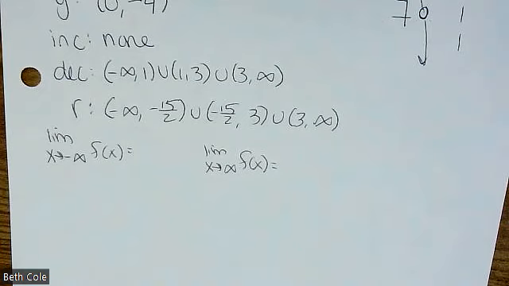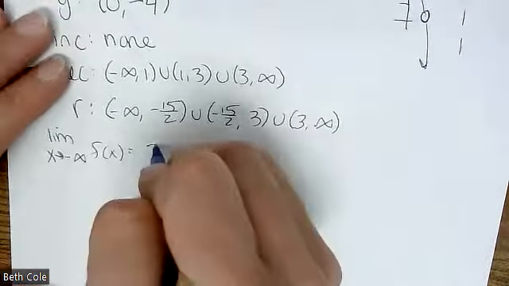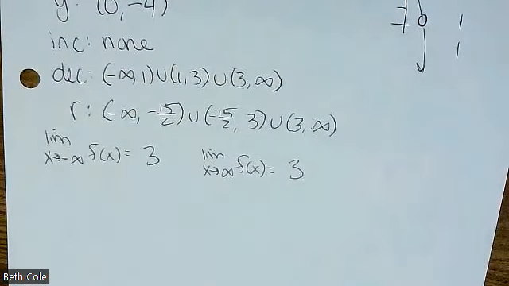Those are the things that are missing. And then where are both ends leveling off? At 3. They won't touch 3, it's just where they're headed. It's just behavior.